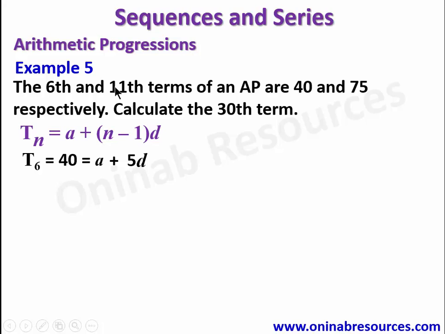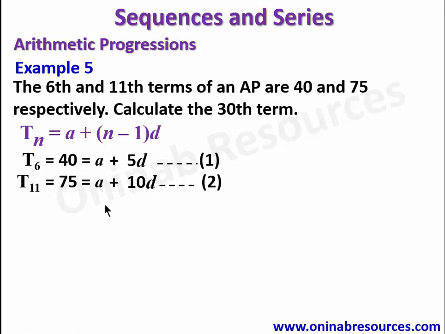And we are given the 11th term to be 75. So we have T11 equals 75. And the formula for T11 is A plus 10D. So with this, we can solve simultaneously to get the values of A and D. We call this one equation 1 and this equation 2. If we go by elimination method, we can easily eliminate A.